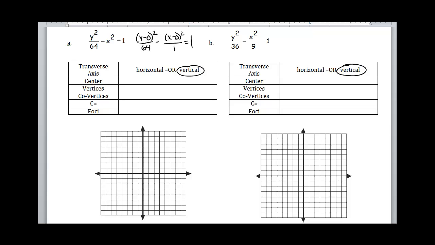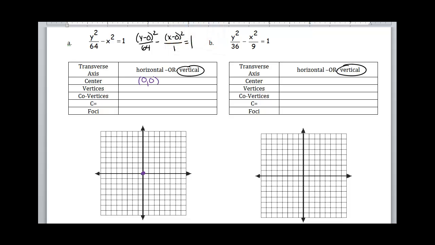Remember, you can always put something over 1 to make it a fraction. Next, let's look at my center. Because there's nothing being added or subtracted to x or y, my center is going to be 0, 0. Again, remember that the x value of the center came from the second term, and the y value of the center came from the first one, since y was first. Then I would, of course, go ahead and graph that.